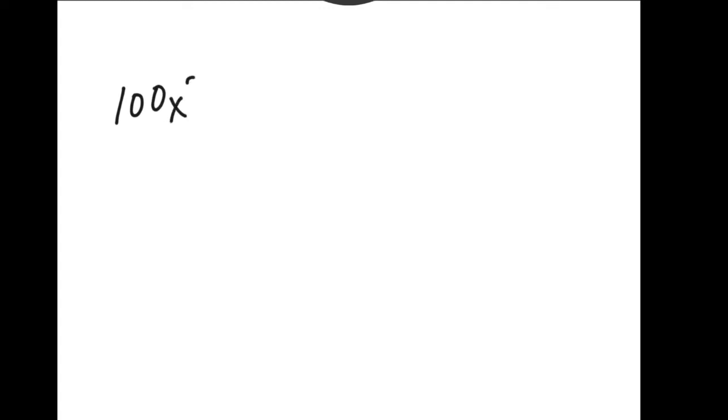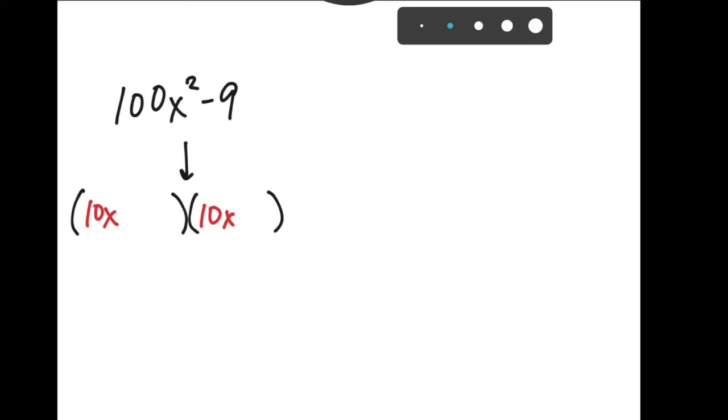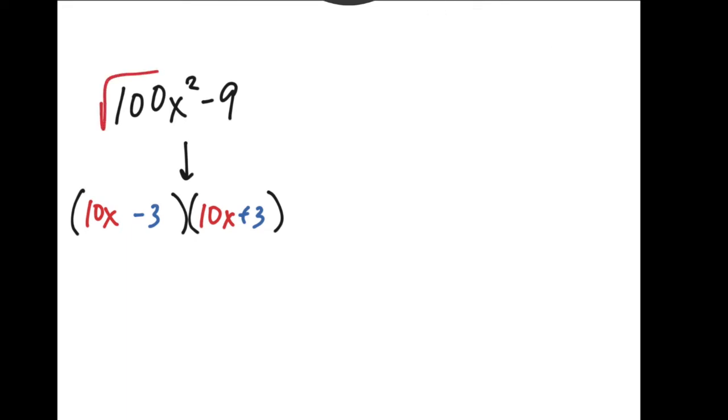What if I give you 100x squared minus 9? That should be 10x minus 3 and plus 3. I hope you are able to see the pattern. What we're really doing is we're taking the square root of 100. We're taking the square root of 9.